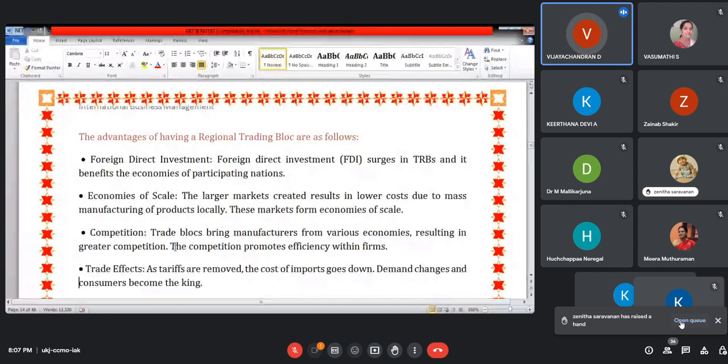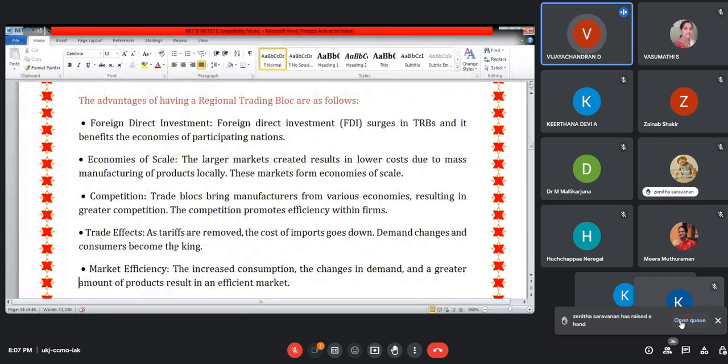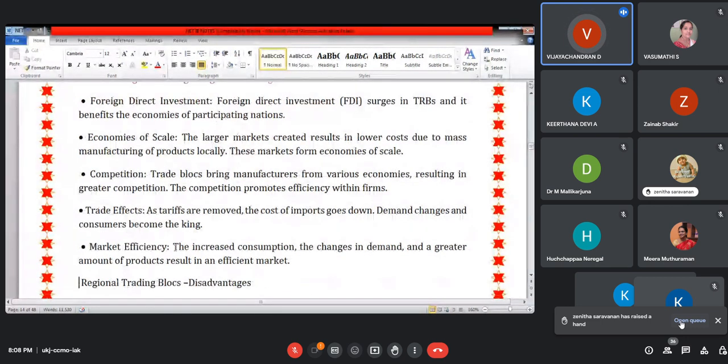Okay, what are the advantages? Why are countries going for trading blocks? Again, I'm telling you, trading blocks means a group of countries located in a particular region, like Asia. I told you AFTA, NAFTA, all come under regional trading blocks. OPEC, I told you, Gulf countries like Iran and Iraq all come under OPEC, the Organization of Petroleum Exporting Countries. I told you the headquarters is Baghdad.